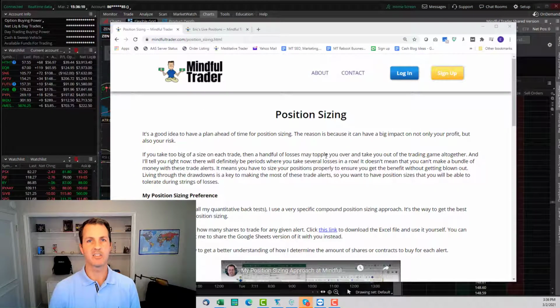And now let's get on to position sizing. This is an exciting thing for me because I use a compound position sizing approach. And so this is important. In back tests that I ran, and I've reported the results of those back tests on the Mindful Trader website, I incorporated a compound position sizing approach in those back tests. And that's important. What is a compound position sizing approach?